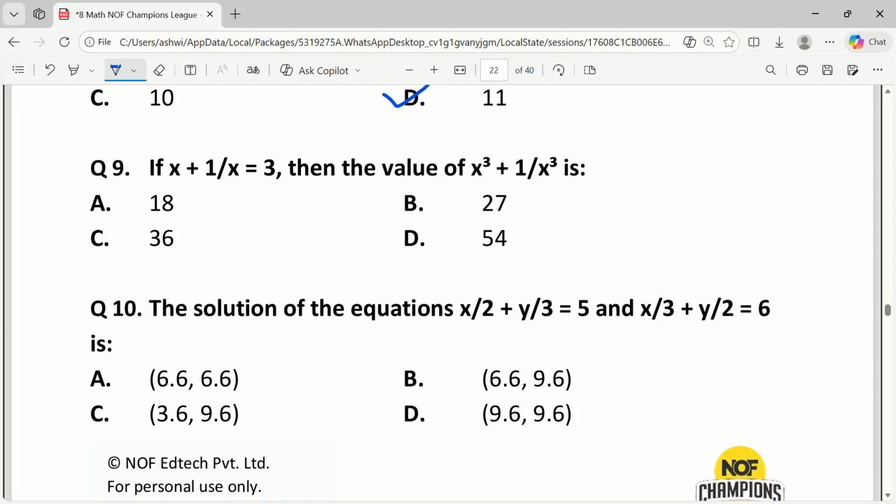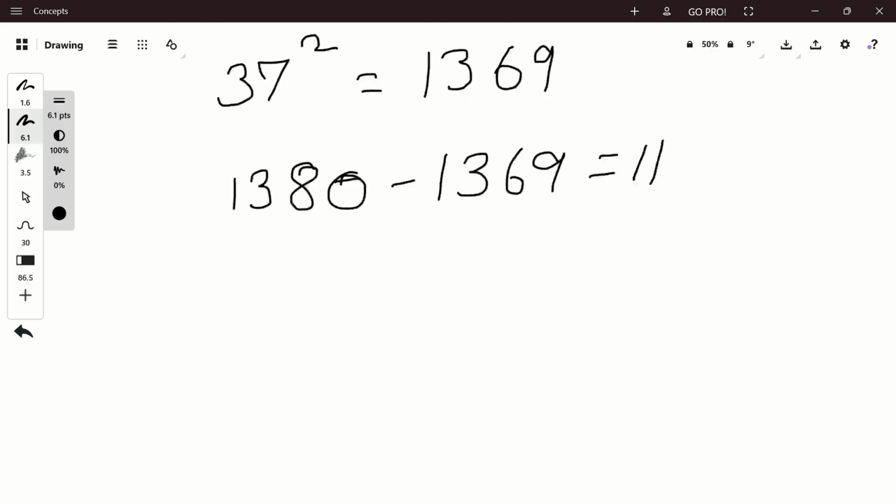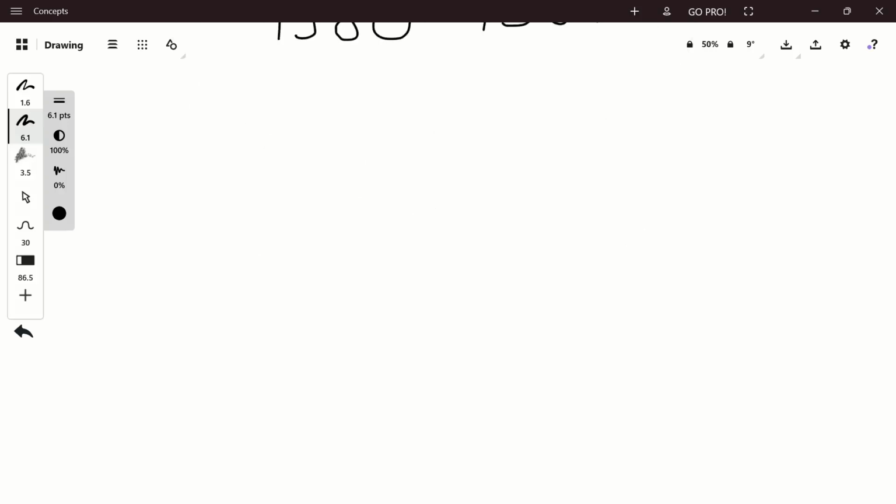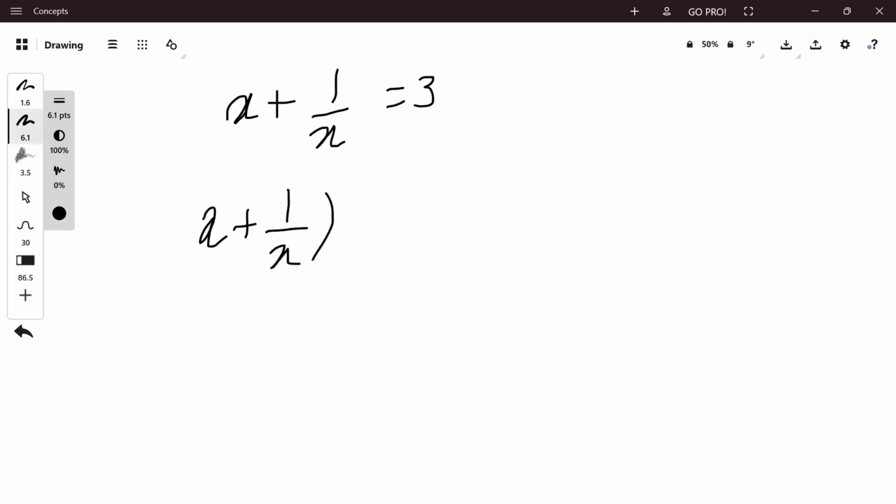If x plus 1 upon x is equal to 3, then the value of x cube plus 1 upon x cube is. We have x plus 1 upon x is equal to 3. Cubing on both the sides, we have x plus 1 upon x whole cube, which is equal to 3 cubed.